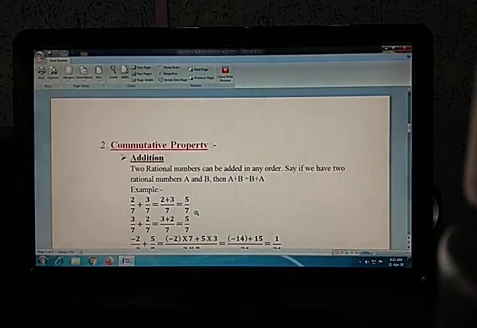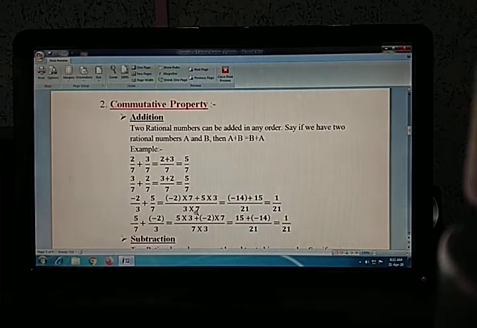Now moving on with the next property. The next property is the commutative property. Now in the commutative property, what it says is, two rational numbers can be added in any order. Say if we have two rational numbers a and b, then a plus b should be equal to b plus a. This is the commutative property.